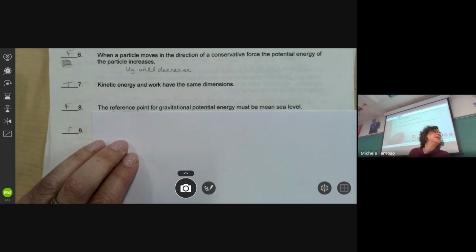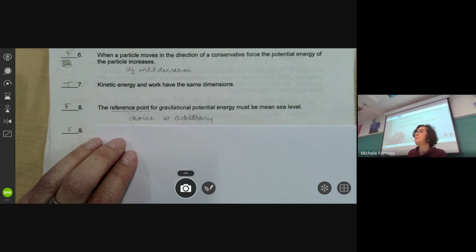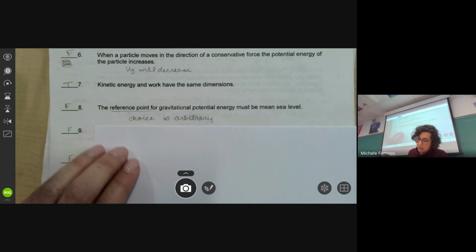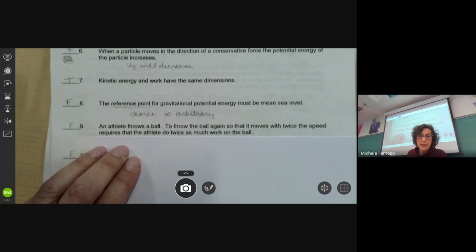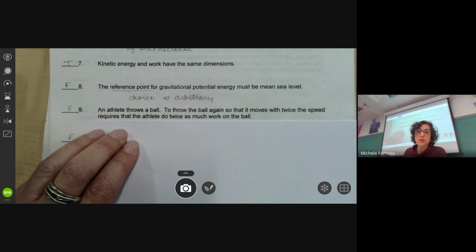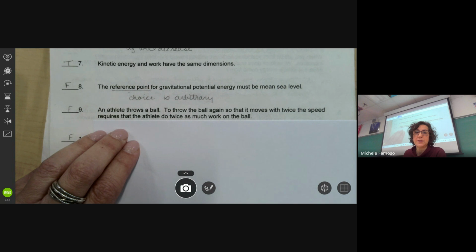8. The reference point for gravitational potential energy must be mean sea level. What is it, Jerry? Matt? Yeah, any point. It's arbitrary. You pick your point for where you want gravitational potential energy to be 0. It will be told to you in a question. 9. An athlete throws a ball. To throw the ball again so it moves with twice the speed requires the athlete do twice as much work. That is a false statement. Why?